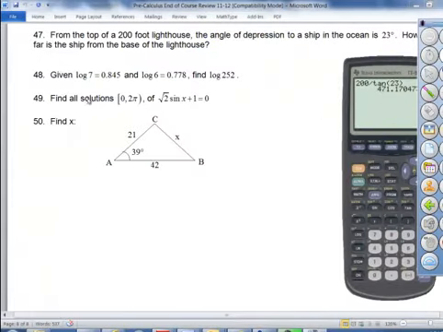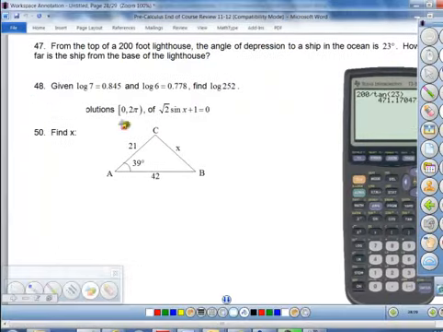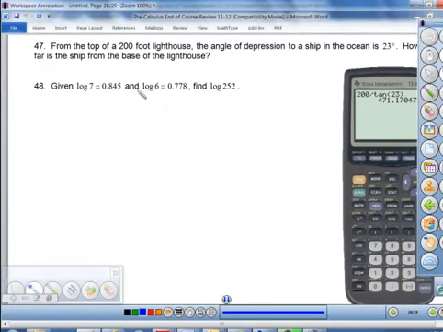All right, almost done. We got 48. 48's cool. This is how it works. It says that log 7 is this, and then log 6 is this, and then it says find this without using the calculator, basically. Well, actually, I am going to use a calculator, but I'm going to do it like this. I want to break this up into factors using 7 and 6.